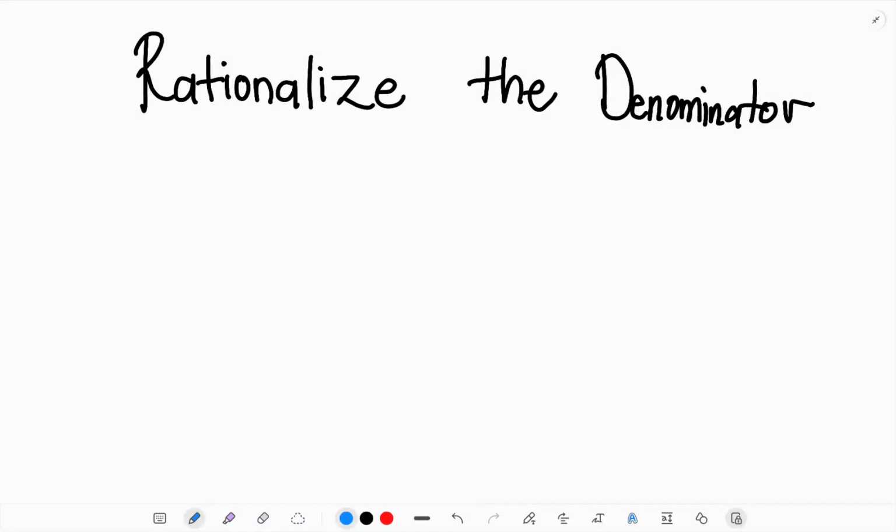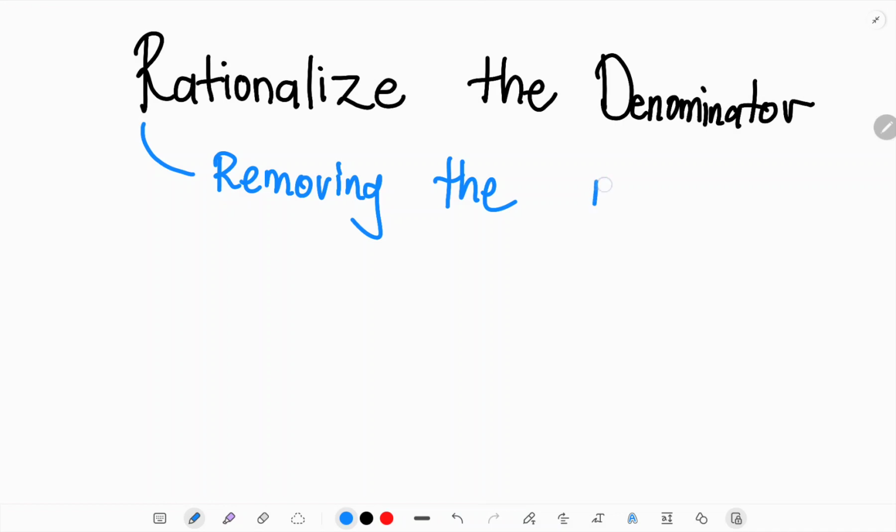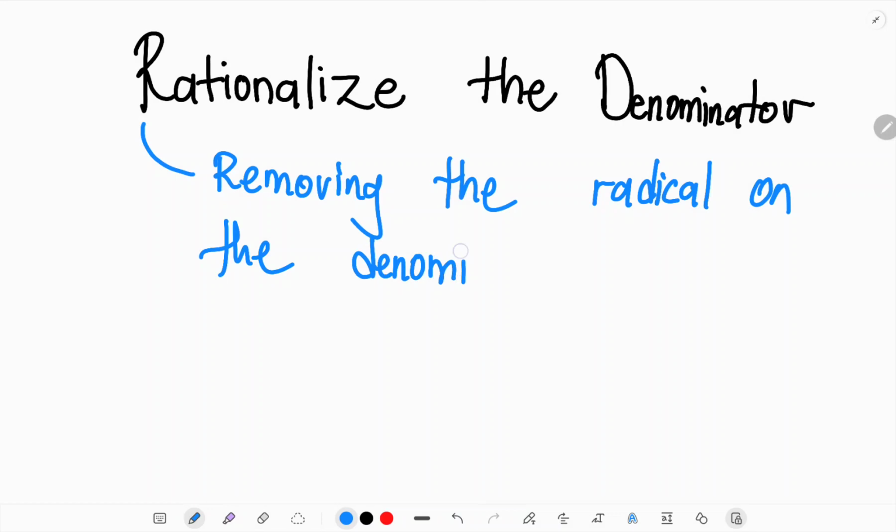About rationalizing the denominator. When we talk about rationalizing the denominator, we're simply talking about removing the radical on the denominator. So rationalizing the denominator is all about removing the radical on the denominator.